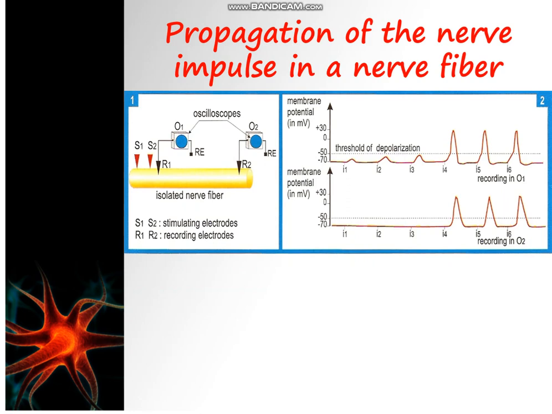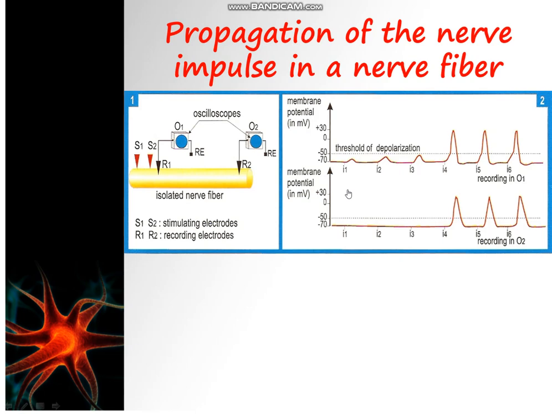Okay, what do we have in this experiment? This is a nerve fiber. We stimulate it by S1 and S2, and we record the variation of membrane potential using two oscilloscopes, O1 having the recording electrode R1, which is near to the site of stimulation, and oscilloscope O2 having the recording electrode R2, which is far from the site of stimulation. And these are the results. We stimulate the nerve fiber with 6 intensities of stimulations, and we record the result.